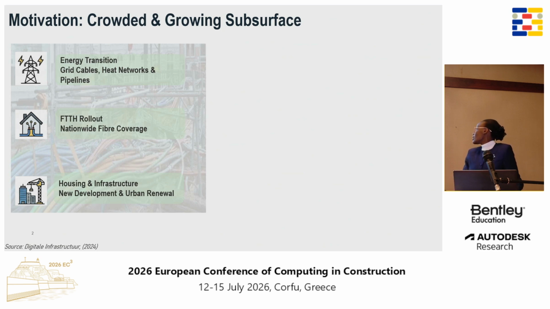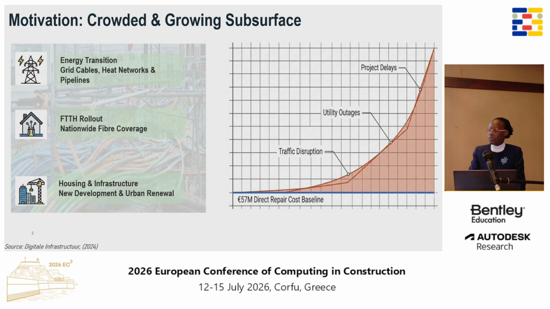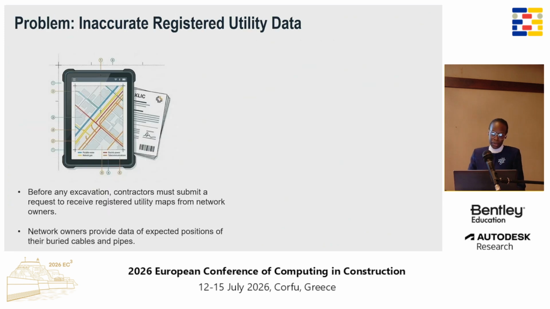This also comes with its own damages, and the direct cost of damages comes to about 57 million euros, and also socioeconomic costs, such as traffic disruption, utility outages, and even project delays. So with the damages, there's a reason behind it.